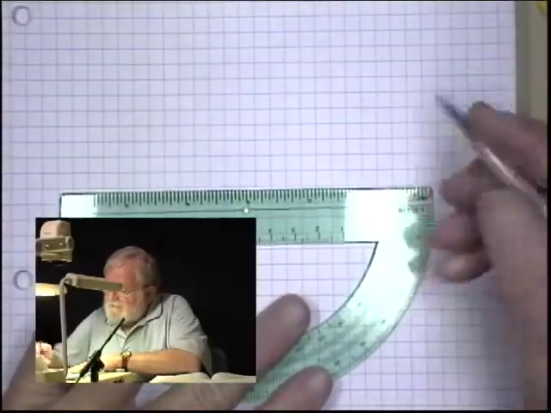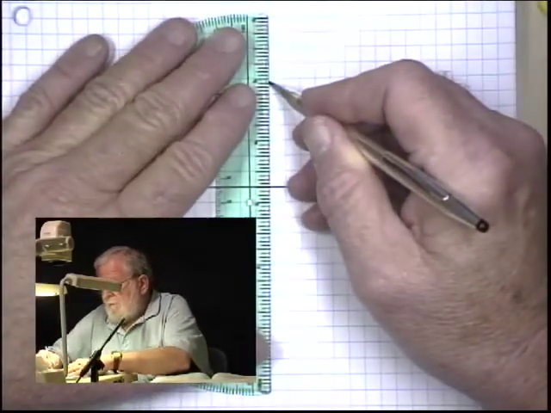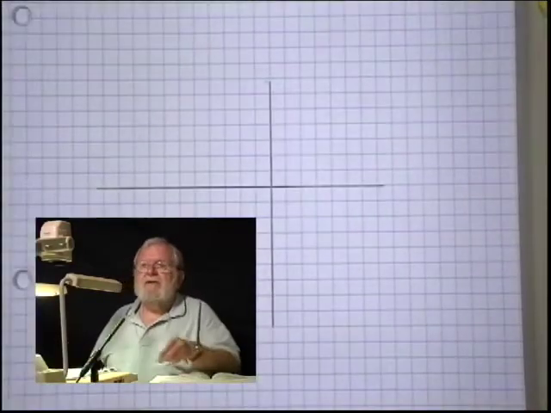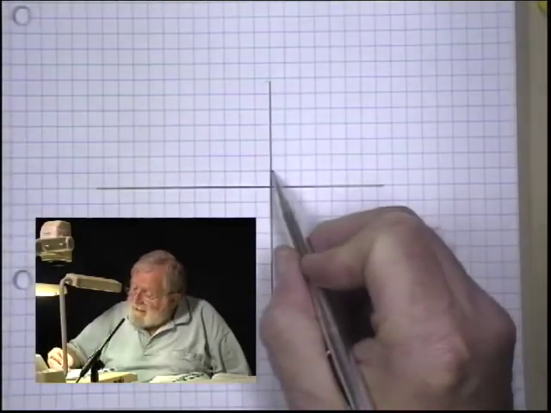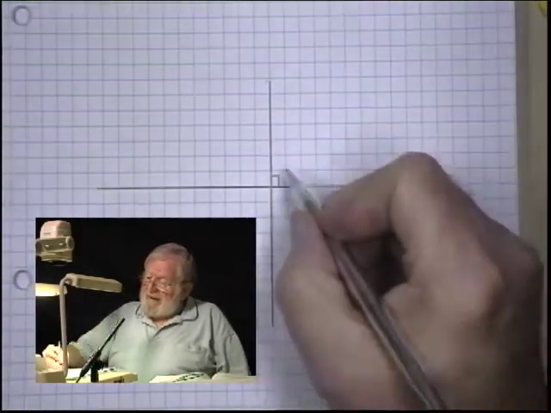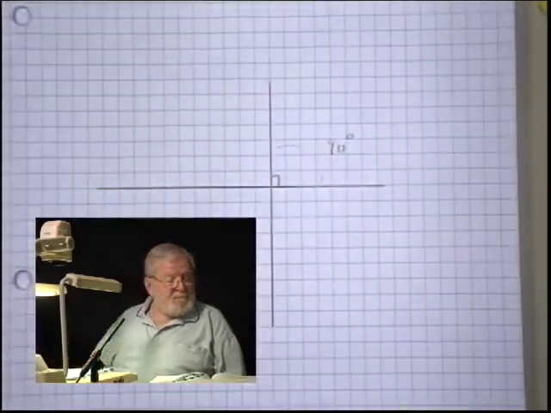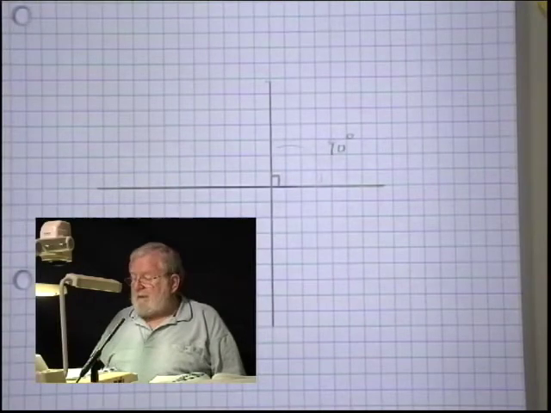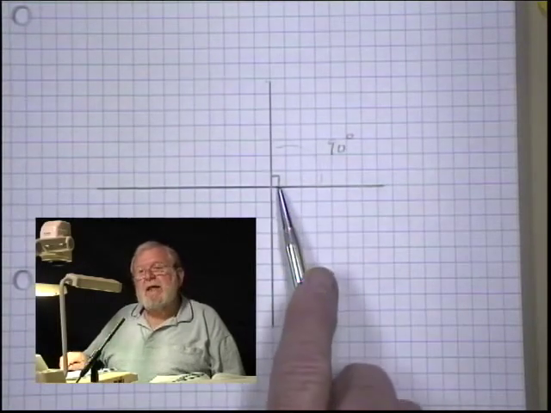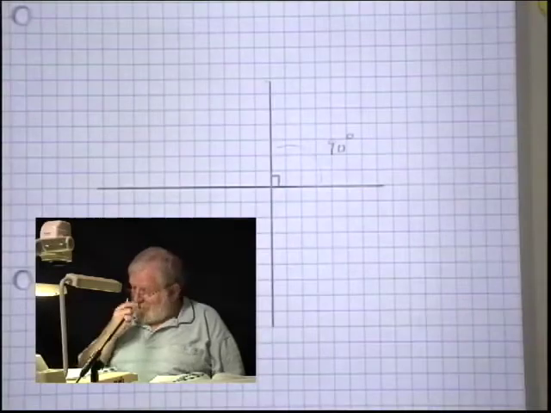First of all, let's explain what a perpendicular line is. Perpendicular lines are lines that form right angles when they intersect. A right angle is a 90-degree angle, and the symbol is a little box like that. That means this angle is 90 degrees. This is called a right angle. So lines that intersect at 90 degrees and have right angles are called perpendicular lines. These two lines are perpendicular.